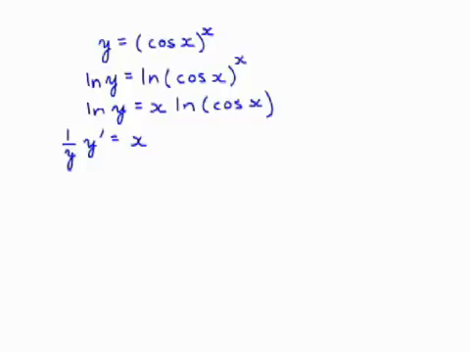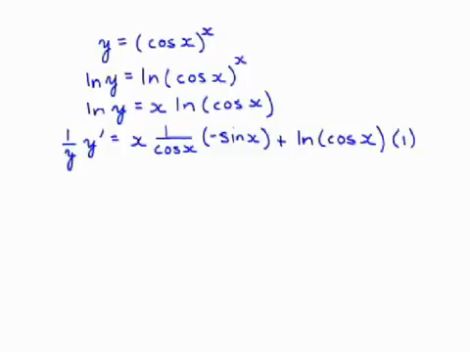In the next line, what you see is x, that's my f of x, being multiplied by the derivative of the natural log of cosine of x. That derivative is found by using the chain rule, and I obtain 1 divided by the cosine of x times negative sine x. I add to that my g of x, which in this case is the natural log of cosine of x, times f prime of x. Well, the derivative of x is simply 1.